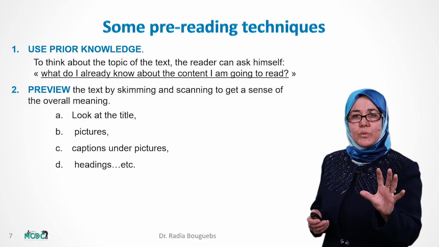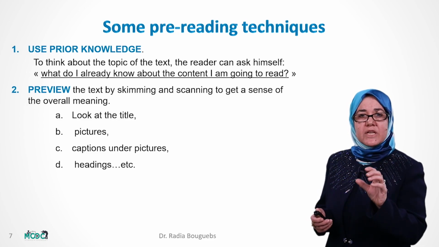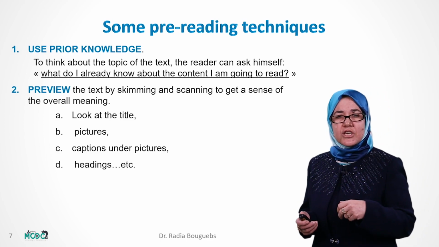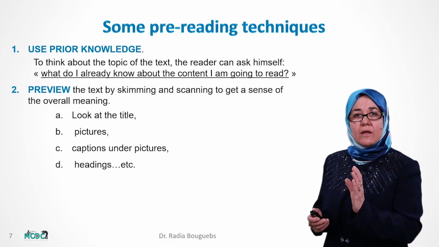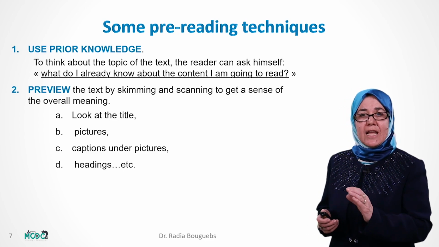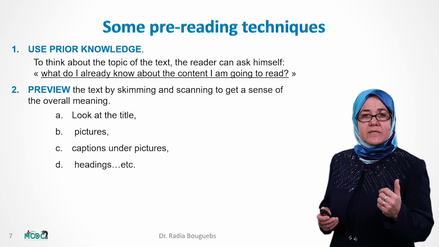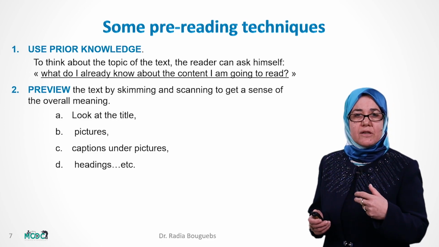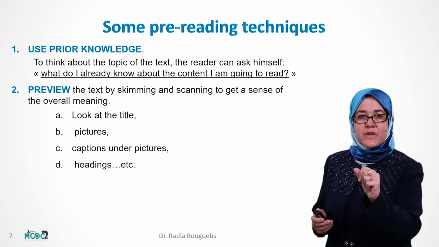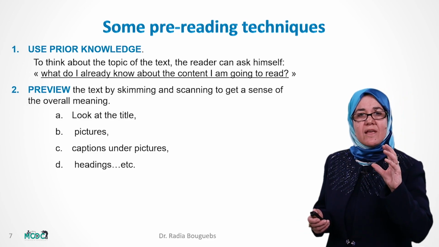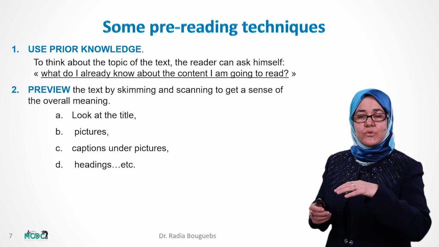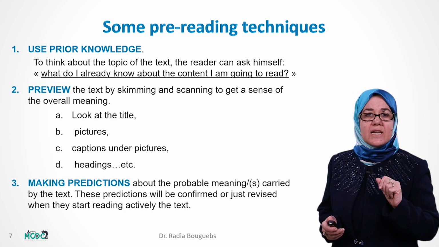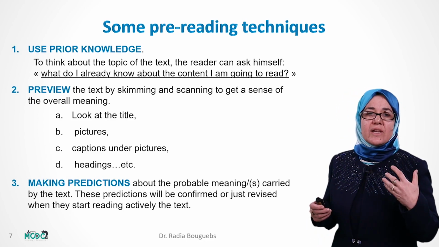The second pre-reading strategy is referred to as previewing. Previewing is to have a quick idea about the content of the material via, as we have explained in the previous presentation, skimming or scanning. Here the reader can have a look at the title, the pictures included in the material, some captions under these pictures, and of course the headings. All those elements can help the reader to develop an overview about the material he's going to read.